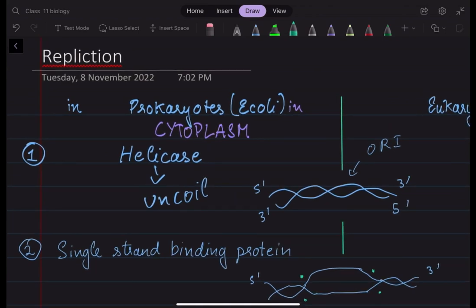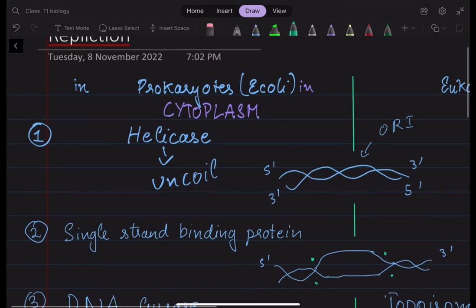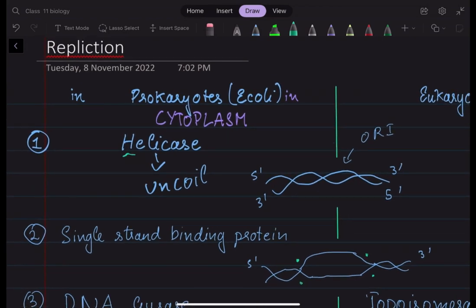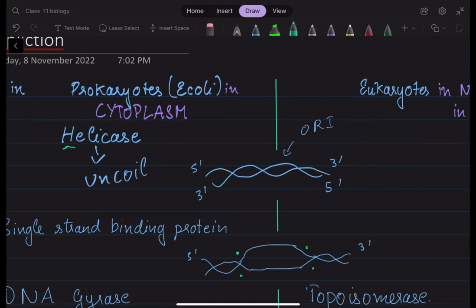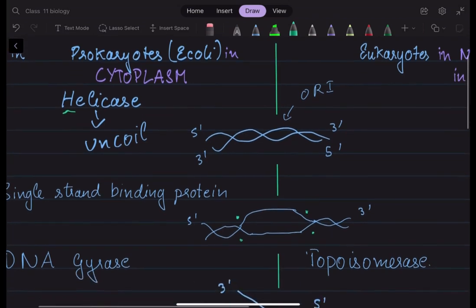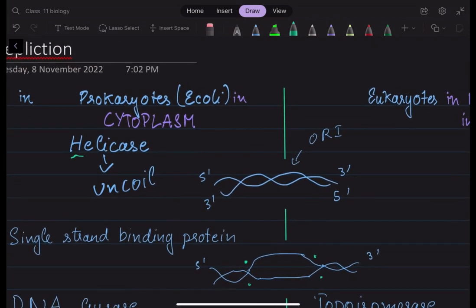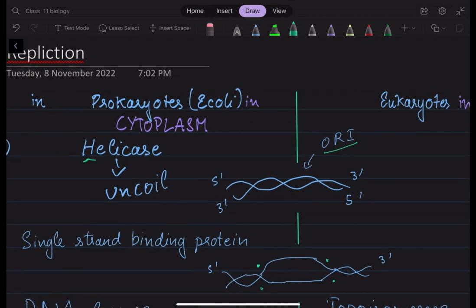The first step here is assisted by an enzyme called helicase. Here we have a piece of DNA, and this DNA has to unwind at particular places called ORI, that is the origin of replication. This helicase enzyme comes at the origin of replication sites and it unwinds the DNA. It basically uncoils the DNA. This happens at specific places only, and these specific places are called origin of replication.